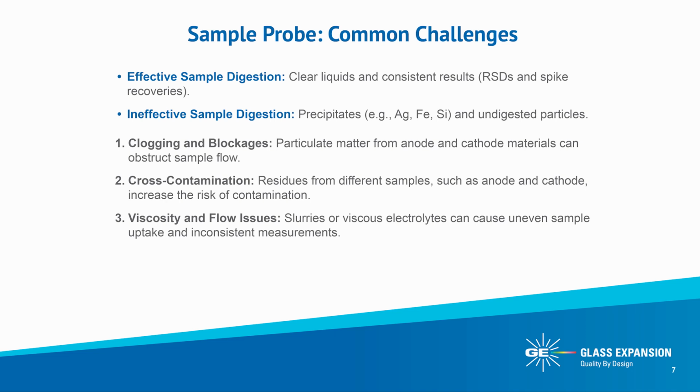A major challenge in battery sample analysis is clogging from particulate matter in anode and cathode materials. These can block the sample probe, disrupting sample flow and requiring frequent cleaning. Another issue is cross-contamination between different sample types, particularly when analyzing anode, cathode, and electrolyte samples in sequence. Additionally, ionic liquid electrolytes have higher viscosity, which can disrupt smooth flow through the outer sample probe.